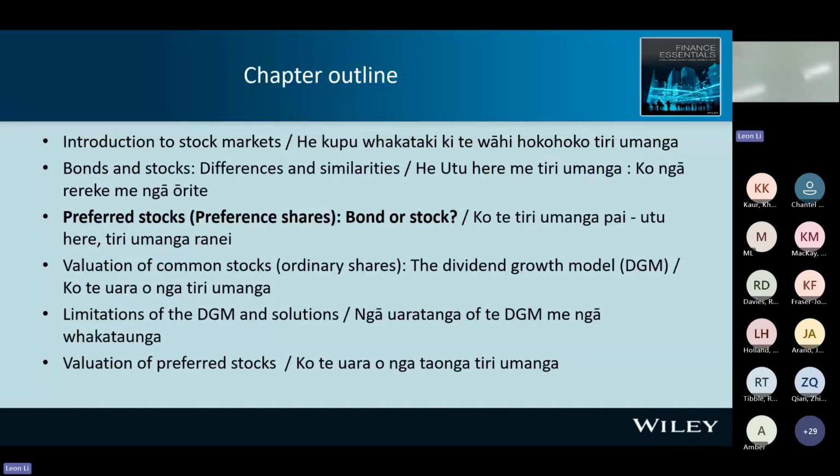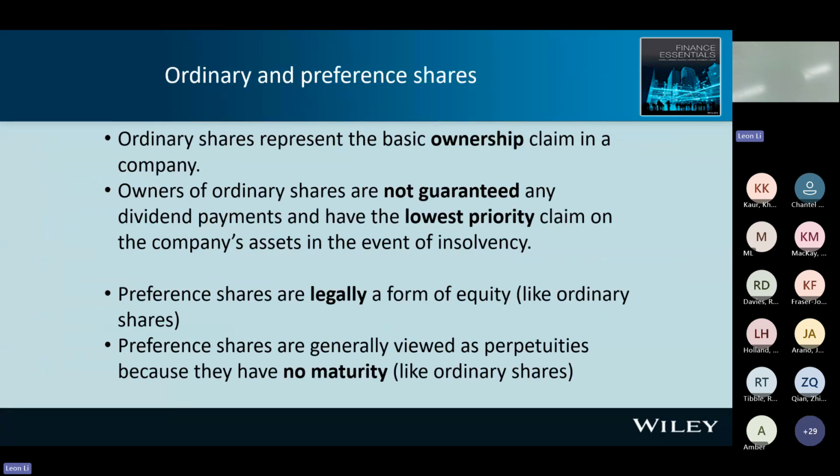Now we are going to discuss another topic, preferred stock. Again, this is a review of our chapter 3. In addition to bond and stock, we have preferred stock. It's between bond and common stock. So let's follow our PowerPoint slide: ordinary and preference share. Ordinary share is common stock, preference share is preferred stock. Ordinary share represents the basic ownership stake in a company.